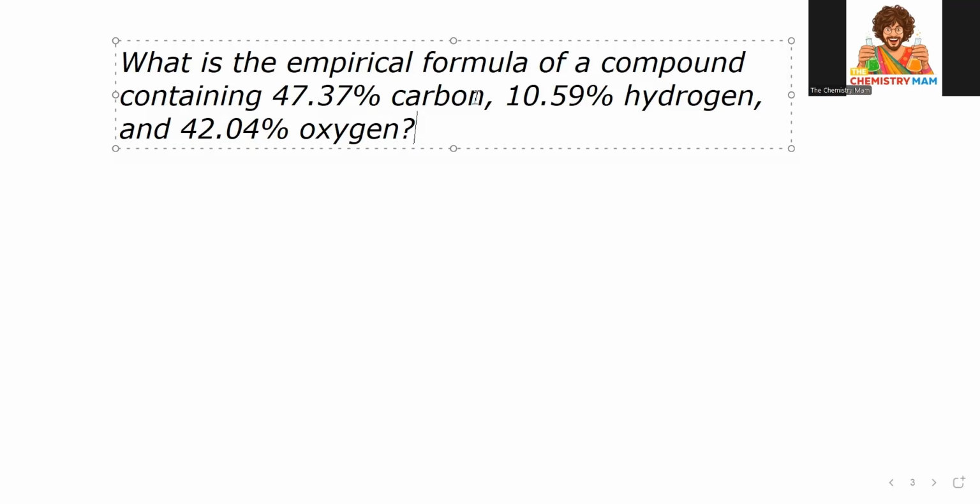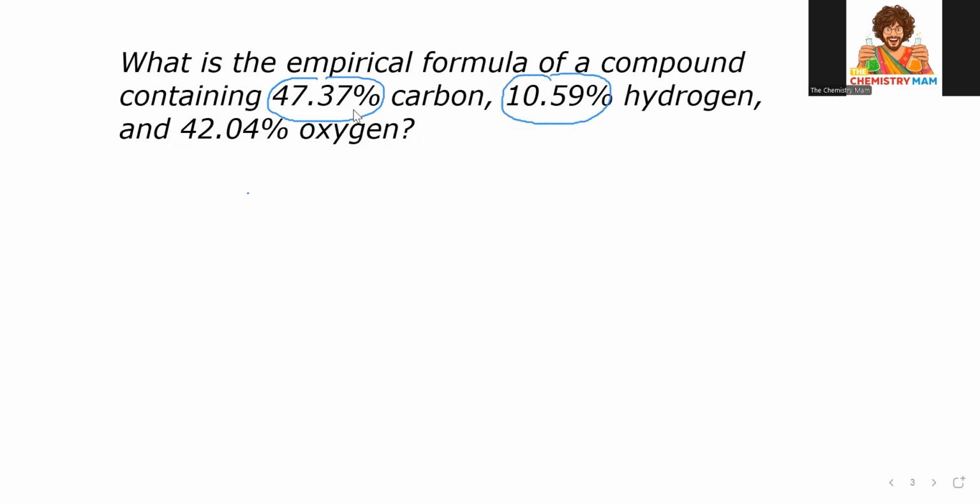The question says, what is the empirical formula of a compound containing 47.37% carbon, 10.59% hydrogen, and 42.04% oxygen? So as I said in the beginning, just first quickly check if you are getting the sum of all the percentages as 100. So just roughly 47, 10, 57, 42, 99. Yeah, it is coming out to be 100. So that means in my compound, there are these three elements only.